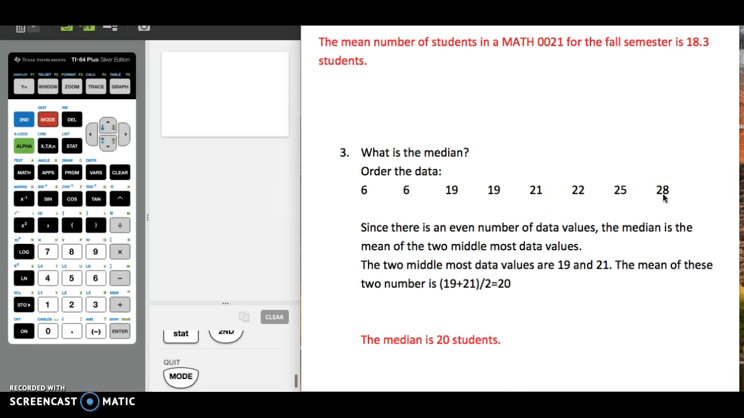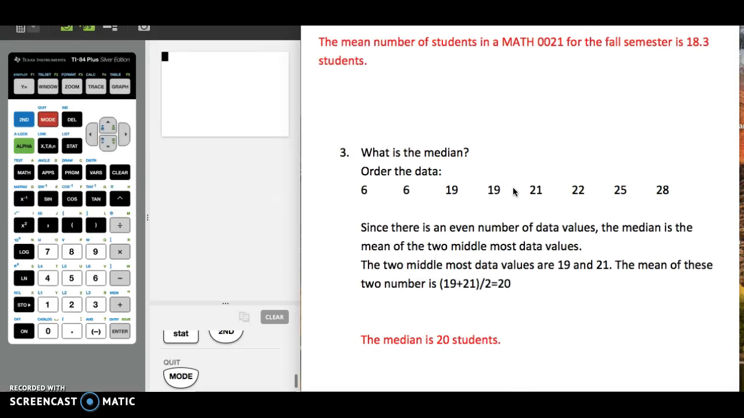To find the median by hand, since there is an even number of data values, the median is the average or the mean of the 2 middlemost data values. Well, since we have 8, the 2 middlemost data values are these 2 numbers here, 19 and 21. Notice, if we average 19 and 21, we're looking for the value in the middle of these 2, so that would be 20. So the median is 20 students.